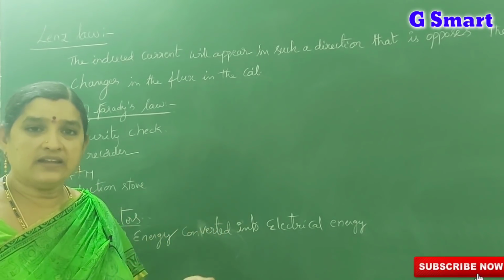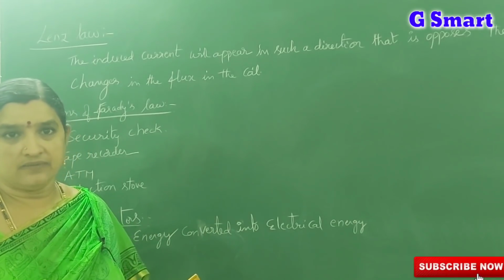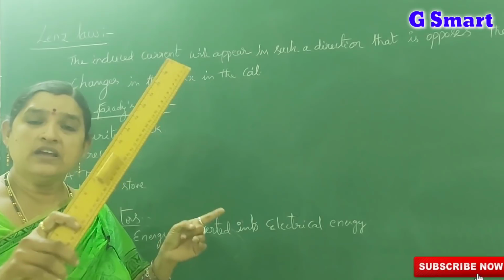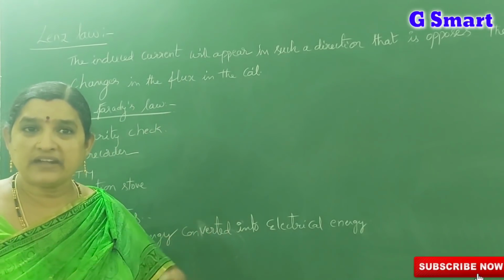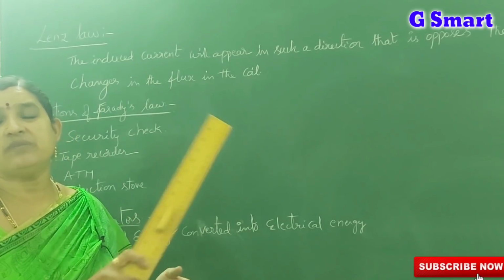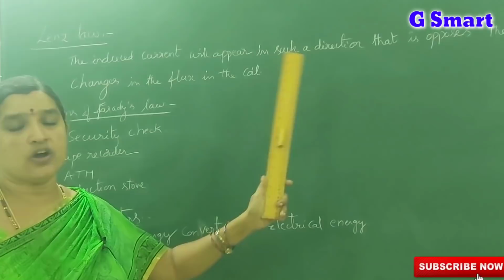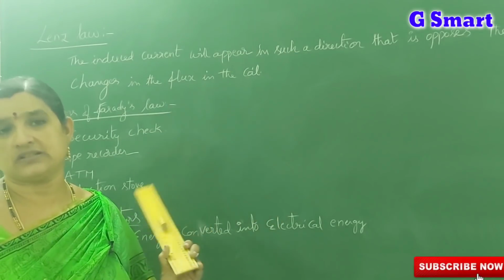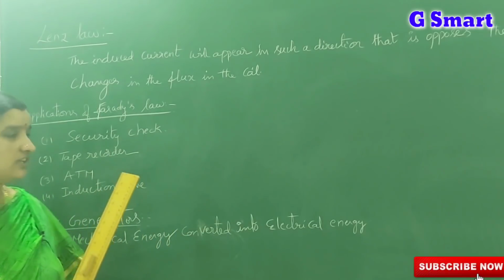When you enter the security check with any magnetic material, what happens? Already there is a weak magnetic field. When you enter with that magnetic substance, the induced EMF is generated. That EMF causes the alarm to start. The security alarm starts to ring. That is the working principle of a security check.